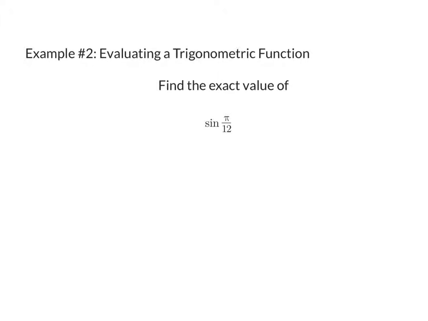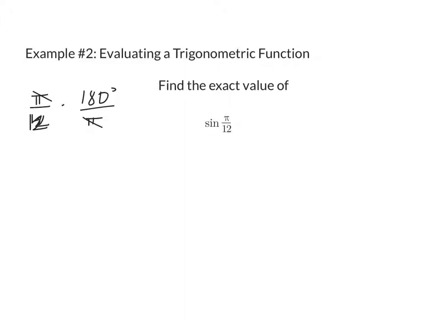Example 2 says find the exact value of sine of pi over 12. Okay, what we want to do, I wouldn't want to solve this in terms of radians, so I'm going to convert it first to degrees. Remember, if you want to take pi over 12 and convert it to degrees, that would be times 180 degrees over pi radians.